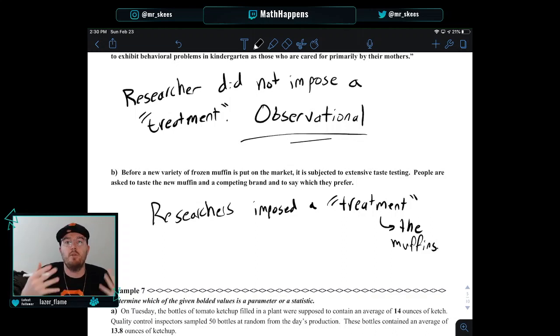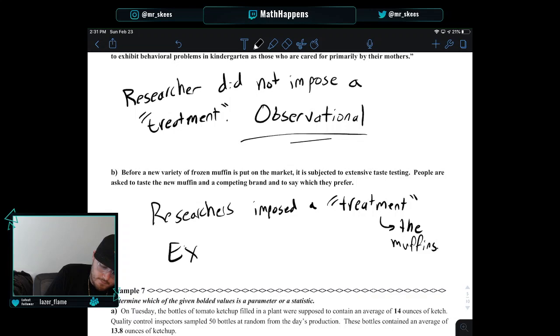Nonetheless, there's still a result. You give someone a drug, a muffin, and they tell you whether they like it. They tell you whether they think it's working, right? The hair loss pill, to continue using that. So this is an experiment.